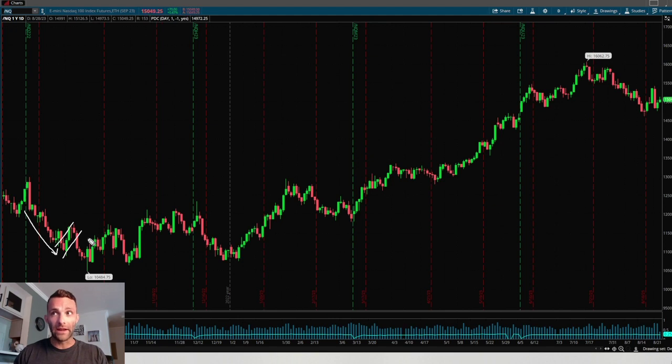And then it breaks out of that flag right around 11,600. And then we get more continuation to the downside. So a successful bear flag pattern.